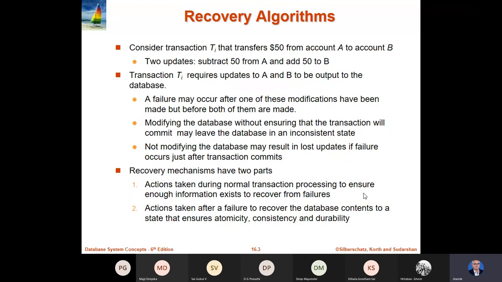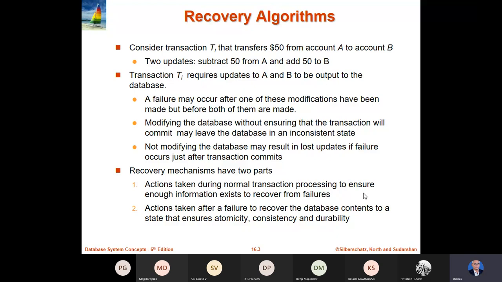So, as we have studied, there are two updates. You subtract 50 from A and add 50 to B. Then Ti requires updates to A and B to be output to the database. A failure may occur after one of these modifications has been made, but before both of them are made. So modifying the database without ensuring that the transaction will commit may leave the database in an inconsistent state. Not modifying the database may result in lost updates if failure occurs just after the transaction commits.